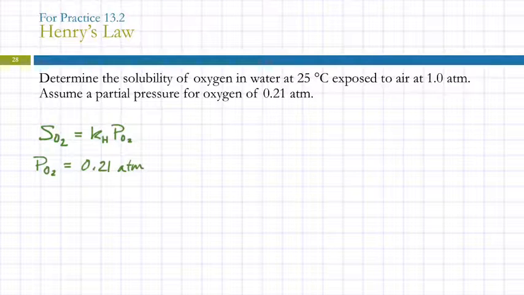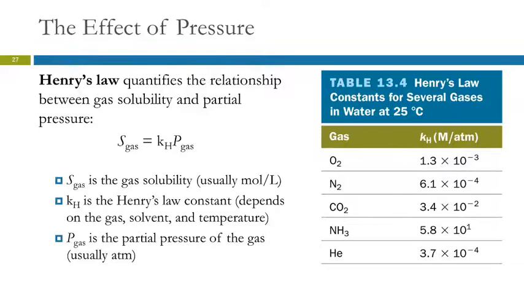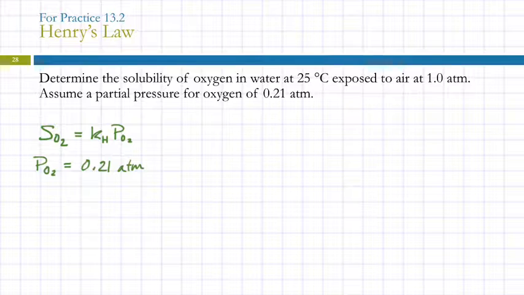So anyway, there's our partial pressure. We need the Henry's law constant, so we're just going to go look it up. This is for water at 25 degrees. So Kh is 1.3 times 10 to the minus third molarity per atmosphere.